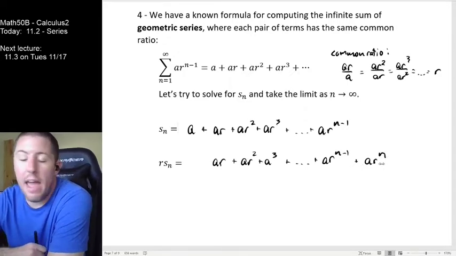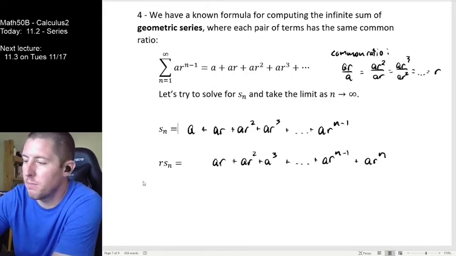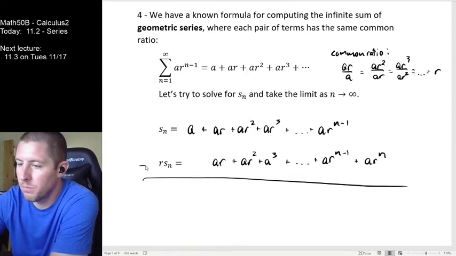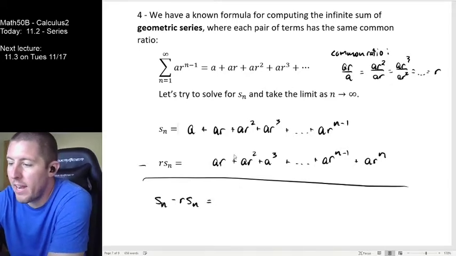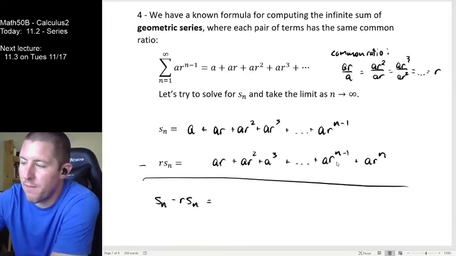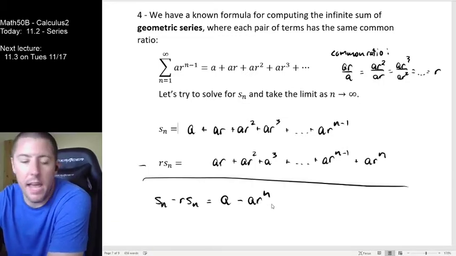Right? Now that I have a ton of terms, all but 2 terms have a matching partner, I am now going to do some subtraction. This is going to give me S sub n minus r S sub n on the left. On the right, everything cancels except for the very first and the very last term. So I'm going to get here a minus a r to the n.